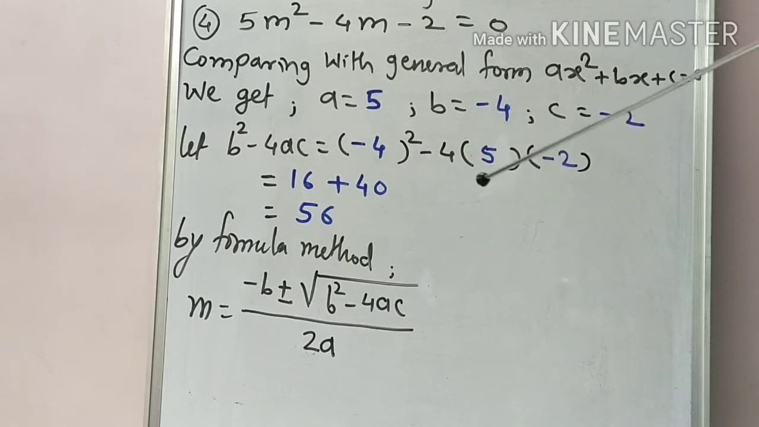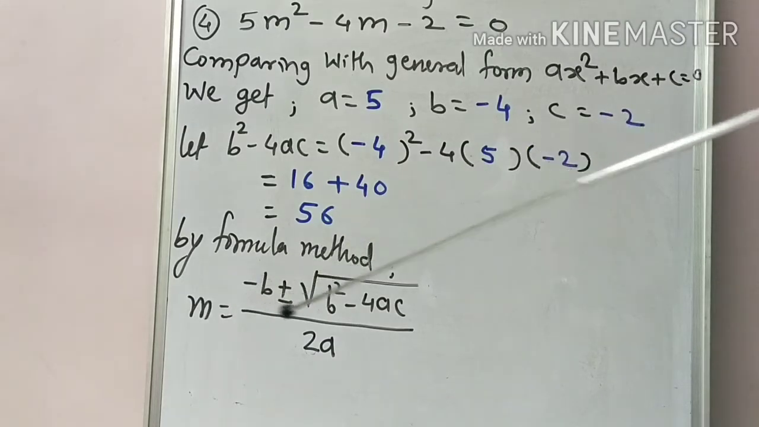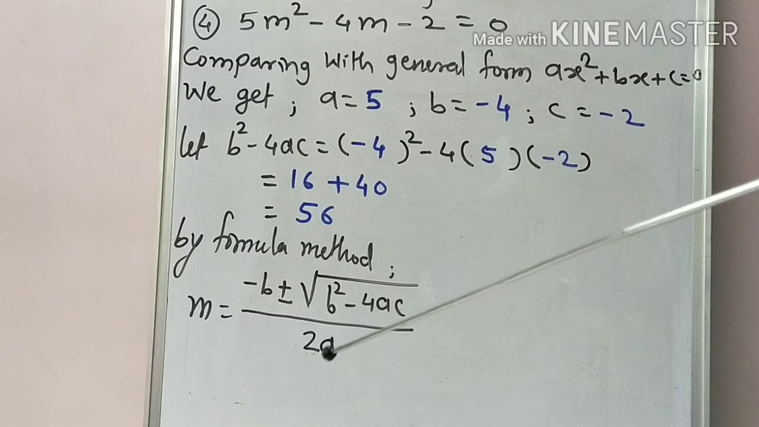b square means the value of b is minus 4, square of minus 4, minus 4ac means 4 into a is 5, c is minus 2. Okay, square of minus 4 is 16, the square of a negative number is always positive, and here as you notice minus, and c also has a minus sign, so minus into minus, so here we change the operation to plus. Here as we do this product, 4 5s are 20, 20 2s are 40, and 40 plus 16, so the discriminant value is 56. Okay, then we write down the formula, and now we substitute the values over here.